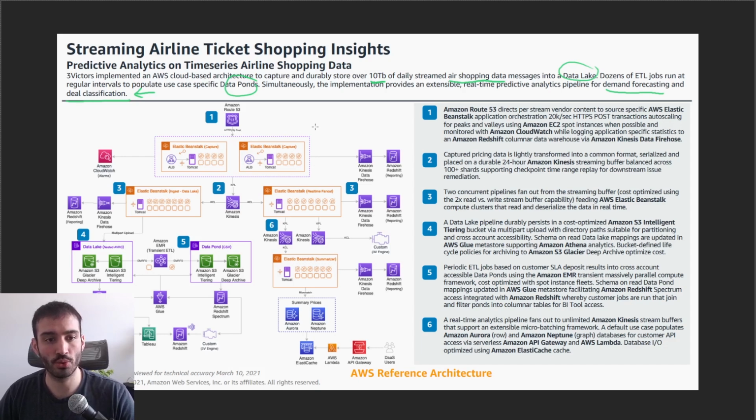So let's go through each of these numbers here, and they number it off pretty well. I won't get overwhelmed with this. We're going to go through this one by one or piece by piece. So let's just take a look at number one here. Amazon Route 53 directs per stream. Let me actually make this a little bit bigger so you can see.